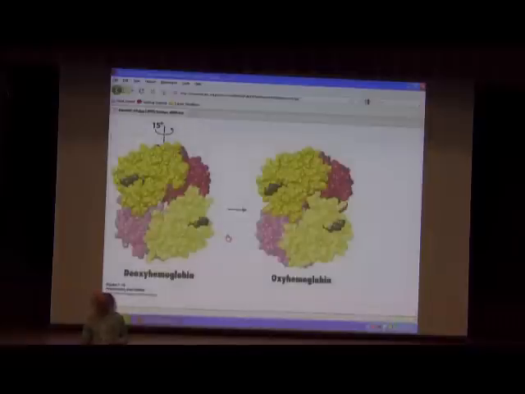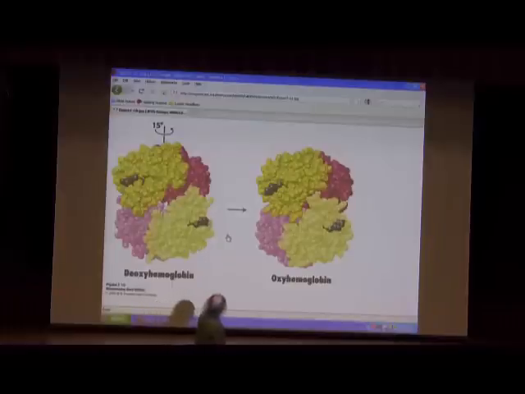Okay. Now, I told you that there were quaternary effects, that is, structural effects between the four subunits when hemoglobin binds oxygen. Here's deoxyhemoglobin, meaning it has no oxygen. Here's oxyhemoglobin, which has 4 oxygens. Notice how this inner pocket has changed in shape.